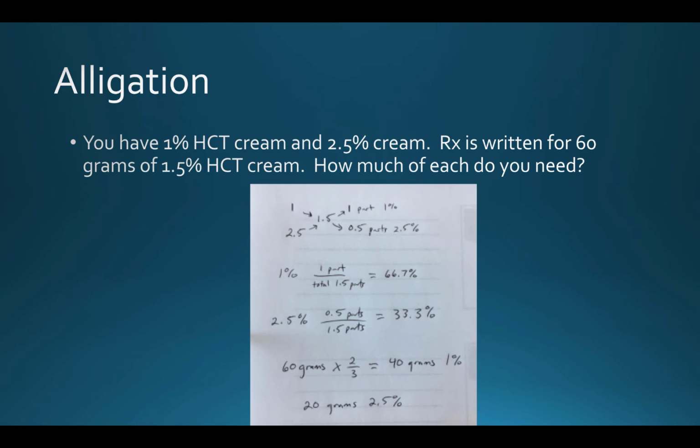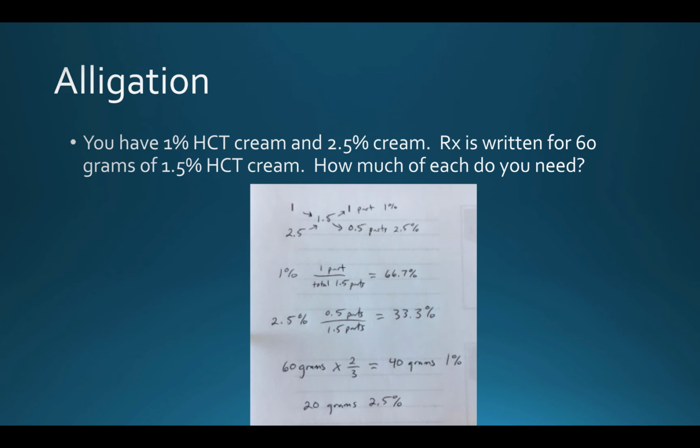Alligation, I would strongly suspect a question like this would come up as far as your math questions go. So you've got 1% hydrocortisone cream and you've got 2.5%, and you want to create a 1.5% hydrocortisone cream. How much of each do you need? So the first thing I look at when I see these types of questions is what are you closer to? And what I mean by that is I look at what we want. So we want 1.5%.